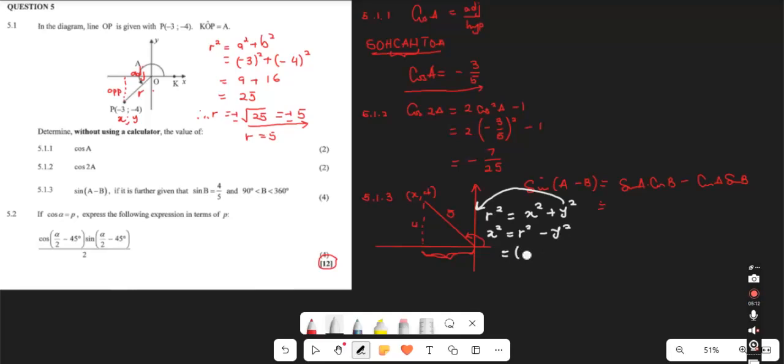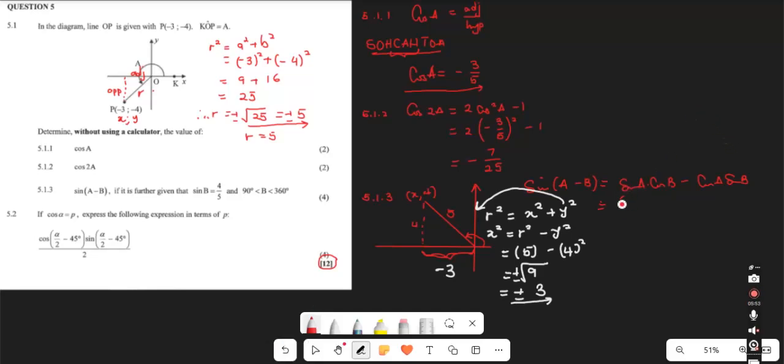So r squared, we have r to be 5, and y to be 4, squared. Therefore our x squared is going to be 25 minus 16, so we have 9, which means x is plus or minus the square root of 9, which is plus or minus 3. So looking at this diagram, it's clear x is minus 3. So now we can continue with our problem, because now we have everything we need for our solution.